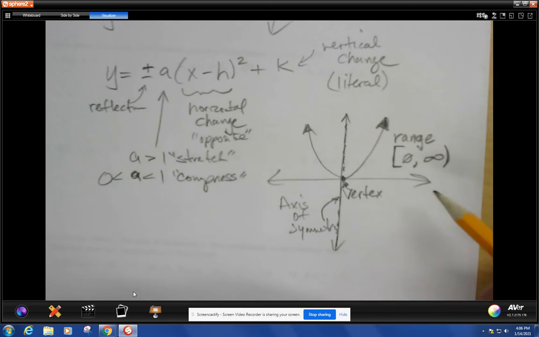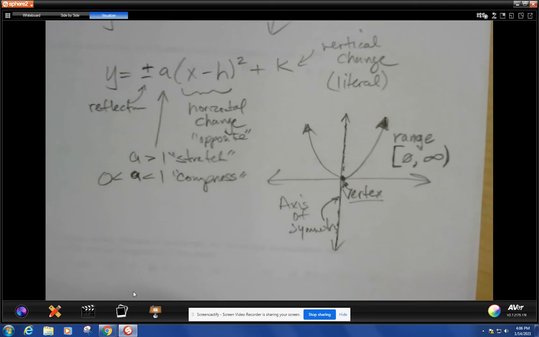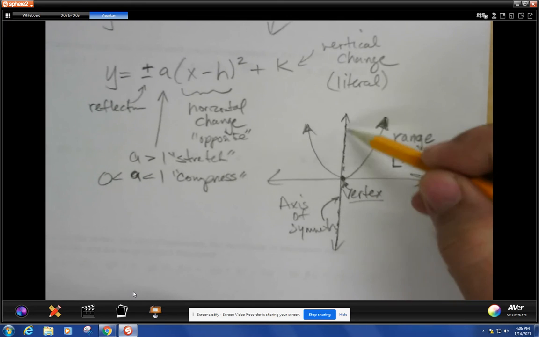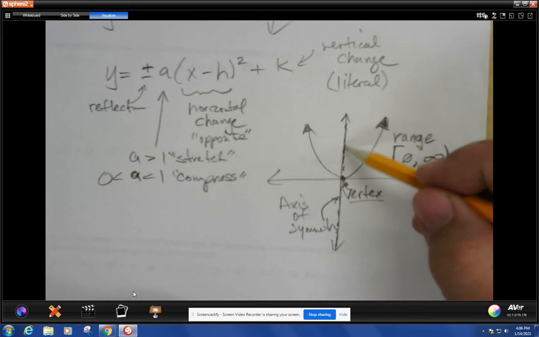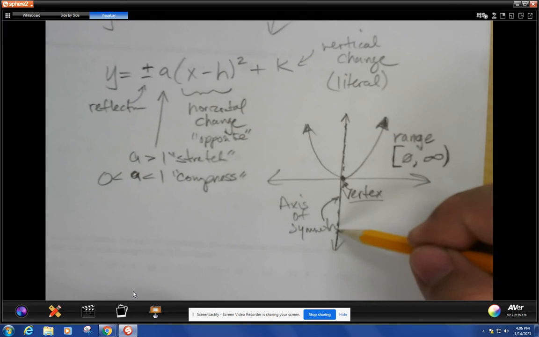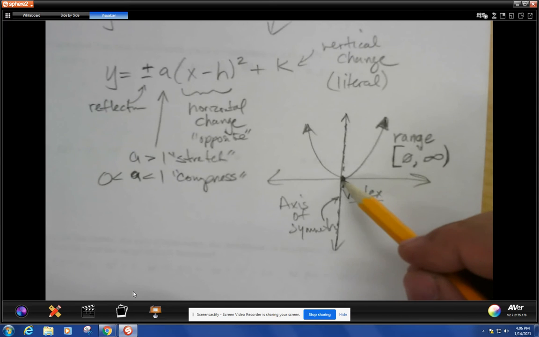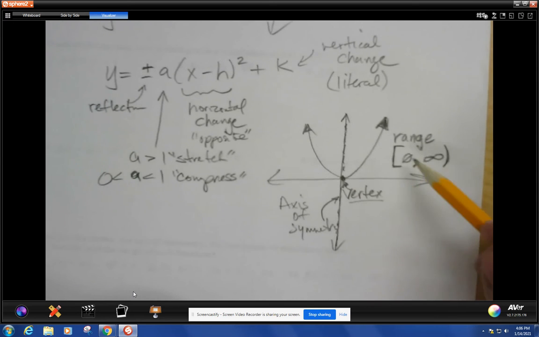Okay, so a couple different things we've talked about here. We've talked about a vertex, which is the point where it really begins to turn the other direction. We've talked about the axis of symmetry, which is that invisible line that goes vertically up and down through the middle of our graph. And then we've talked about the range, which is the starting point for the graph and then where it goes. So this one went from 0 through infinity.